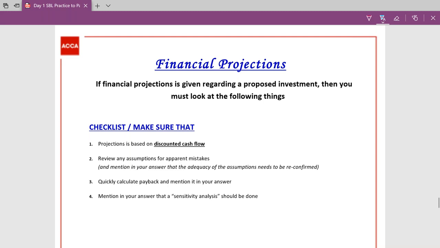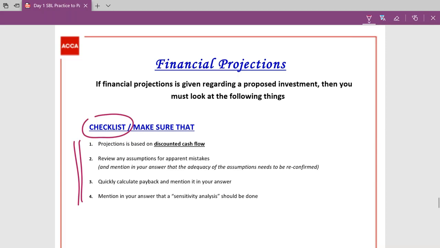Review the projections. So what exactly do you look at? I have given a checklist. You see this checklist? I have given 4 items. Whenever you see a financial projection in any exhibit, check these 4 things. I repeat, whenever you see financial projections, check these 4 things and you are done.